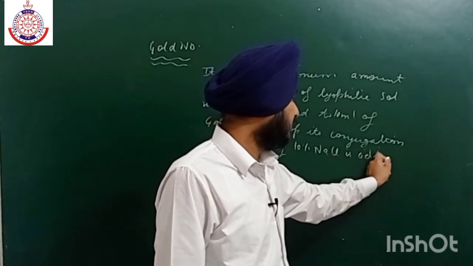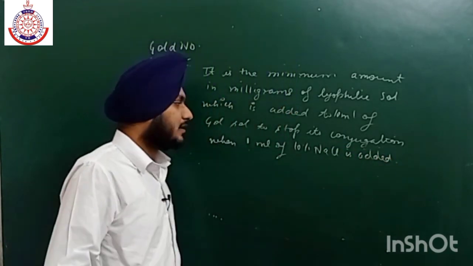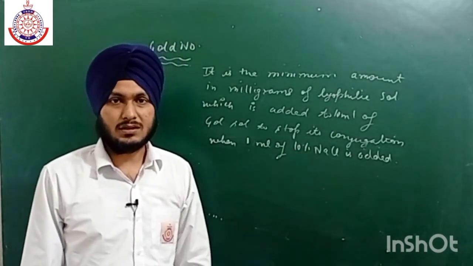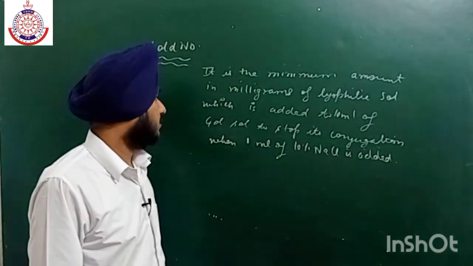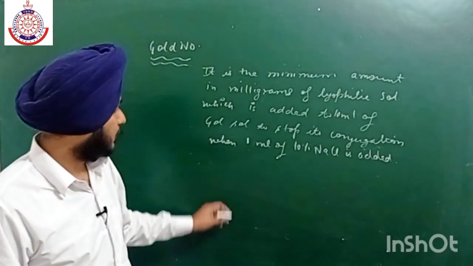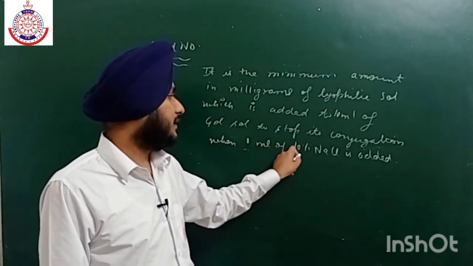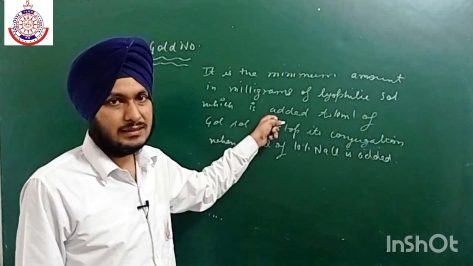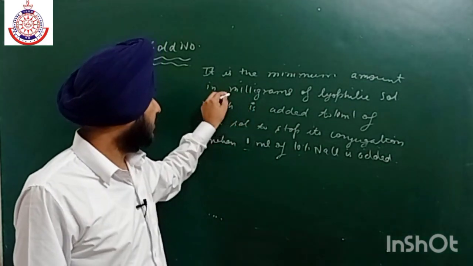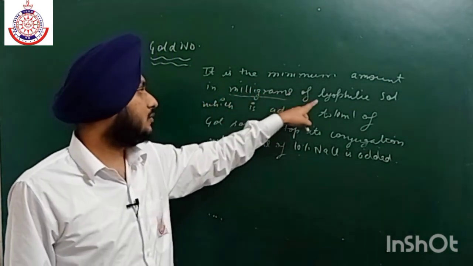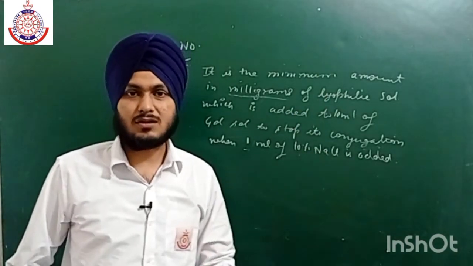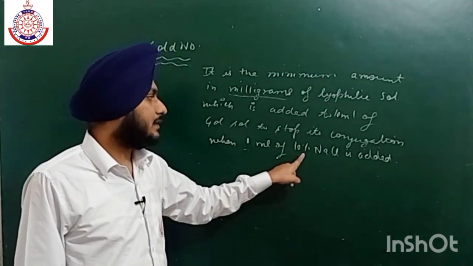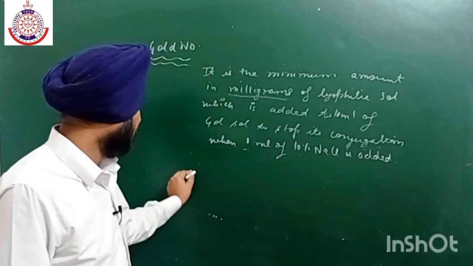ठीक है, तो जब हम 10% NaCl का एक ml गोल्ड सोल में डालेंगे, as we all know that this NaCl can easily coagulate the gold sol. But if we add 1 ml of this 10% NaCl solution, the gold sol can easily coagulate, but then we have to add some milligrams of lyophilic sol to stop the coagulation.